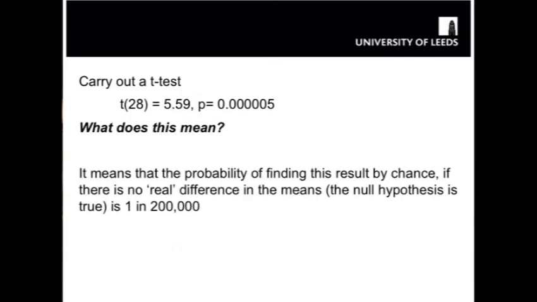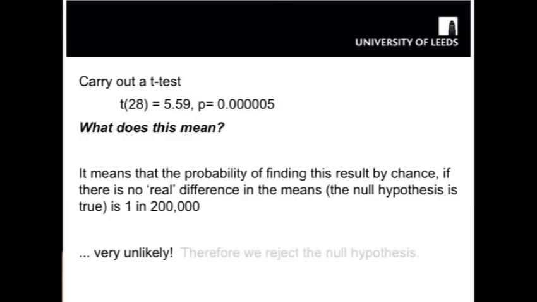Well, it means that there is a 1 in 200,000 chance of finding the result that we have found by sampling error. So that's pretty unlikely, and what we're likely to do in this situation is to say that we have found a significant difference between our groups and that caffeine is having a significant effect on people's ability in the test that we've administered. This means that we have rejected the null hypothesis.